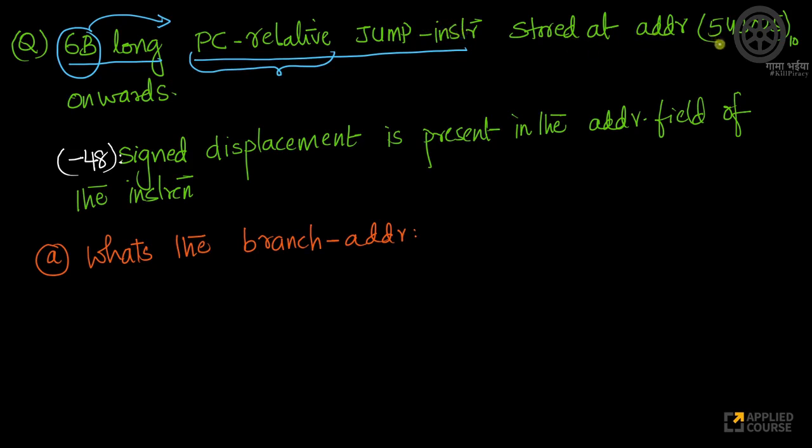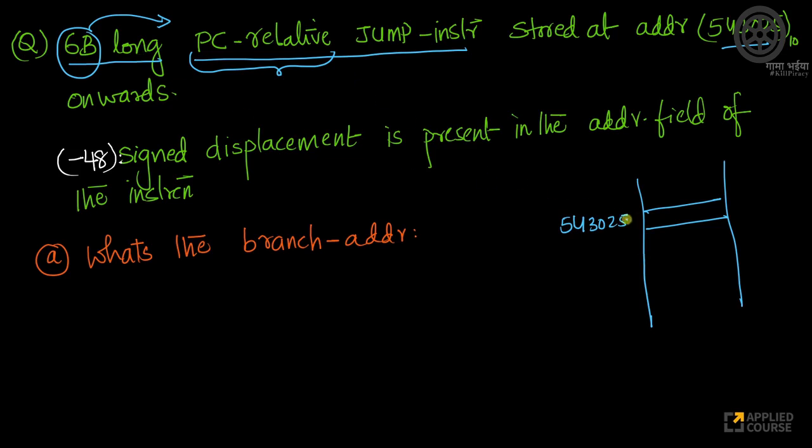This is stored at address 543025 in decimal. So this is the starting address onwards. Let's assume this is my memory. In this address location, this instruction is stored from this address onwards.